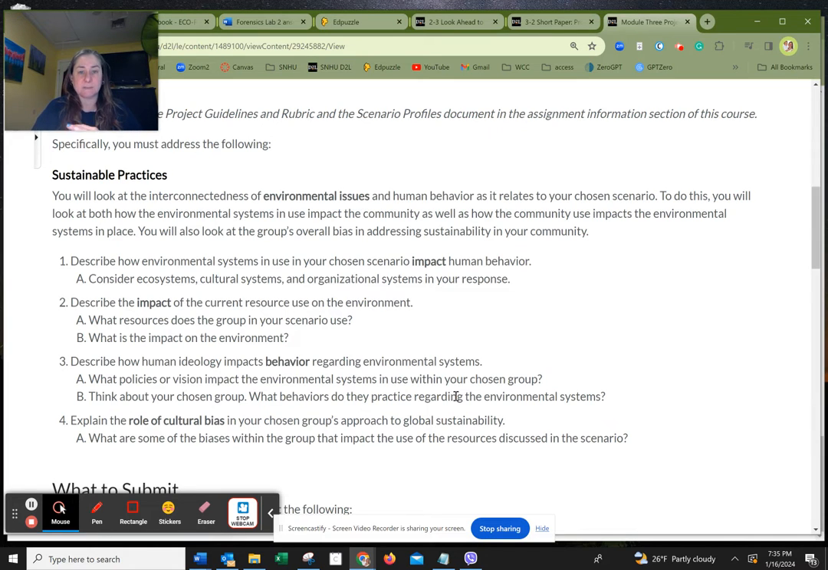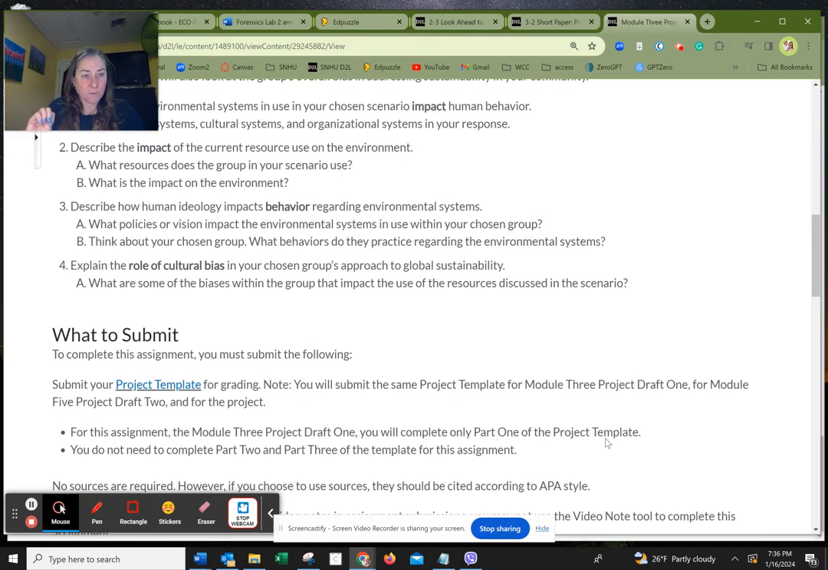So we're also going to be looking at how the group's bias addresses these things. For this week, you're going to have these questions. You're going to describe an environmental system in your scenario and how it impacts human behavior, and how the impact of the current resource is used on the environment. Here's some prompts to help you think along. Describe how human ideology impacts behavior in the environmental systems, and look at the role of cultural bias. So those are the 4 big questions you're going to be answering for part 4.